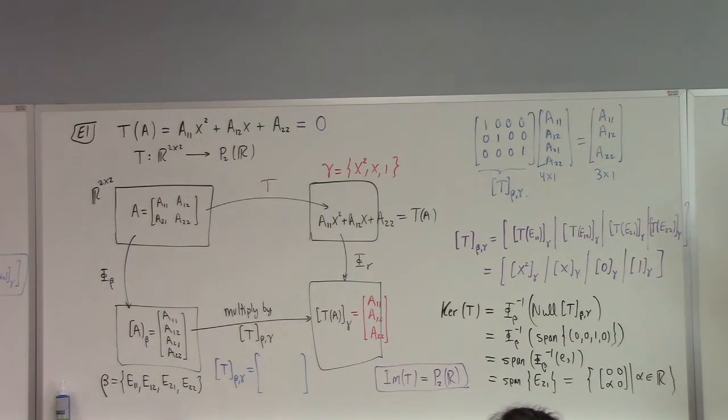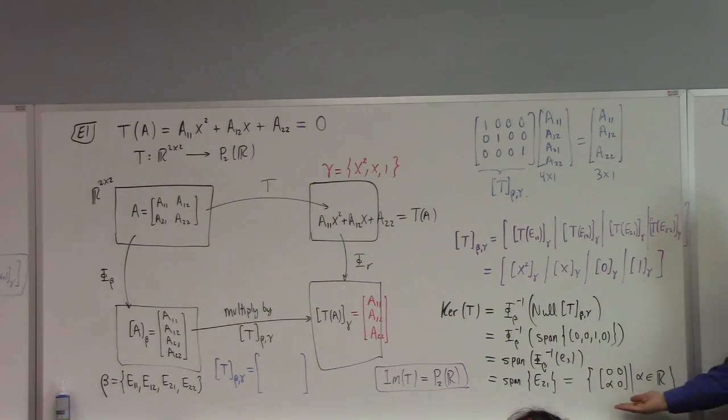So this map is surjective, but it's not injective, right? Why is it not injective? Because its kernel is not 0. Okay?